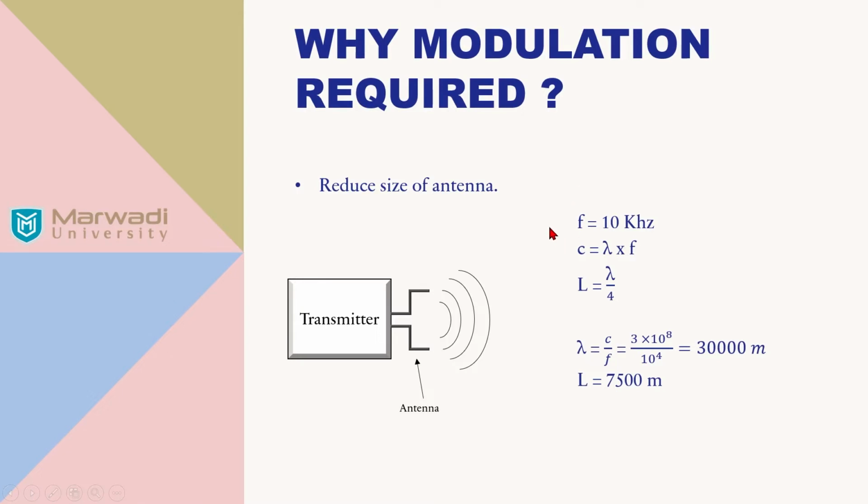Here we take a 10 kilohertz frequency, and suppose the antenna size is equal to lambda by 4. First we have to find the wavelength, lambda, which is equal to c by f. We put in the values of c and f and get a 30,000 meter wavelength, and divided by 4 that is 7,500 meters, which is not practically possible as an antenna size.